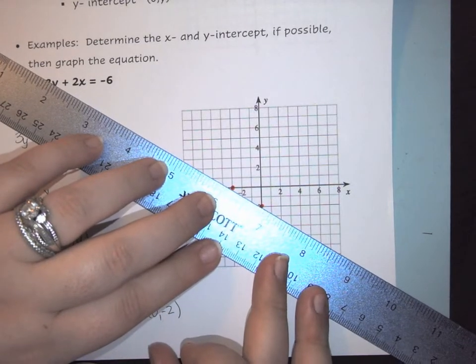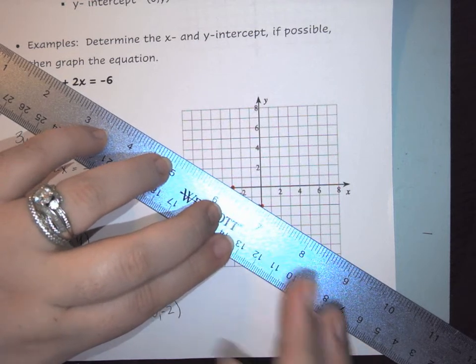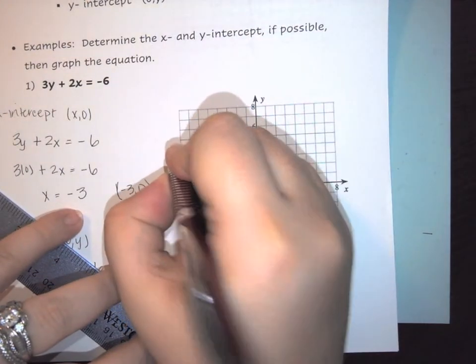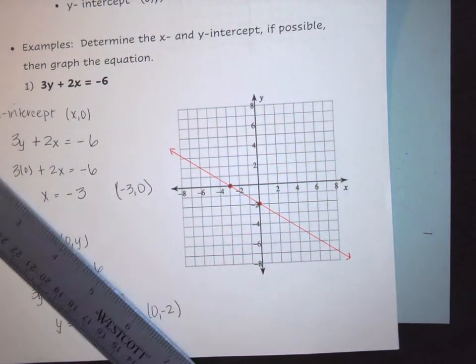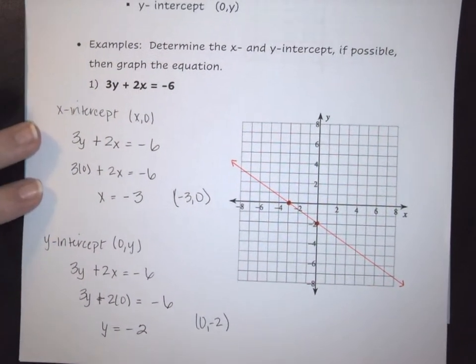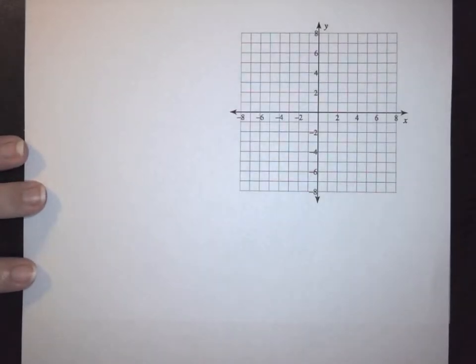So here I'm going to use my ruler just to give me a straight edge, but you don't have to when graphing by hand. You just want to try and be close. We're going to draw that line straight through, and there you have it. You have a linear line graphed using your X and Y intercept points. Alright, let's look at one more.